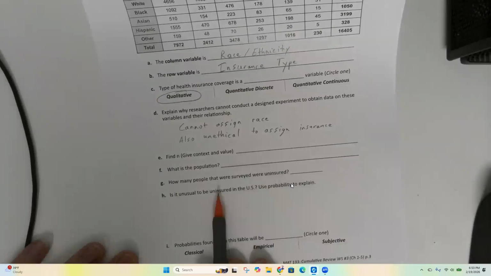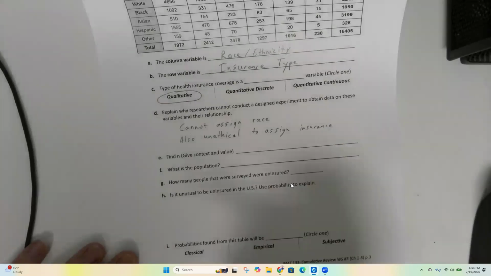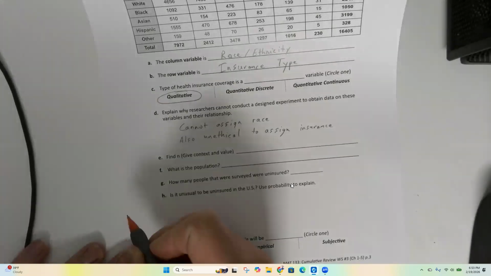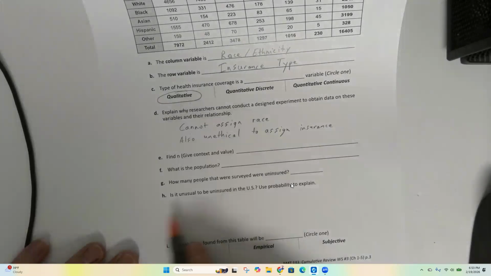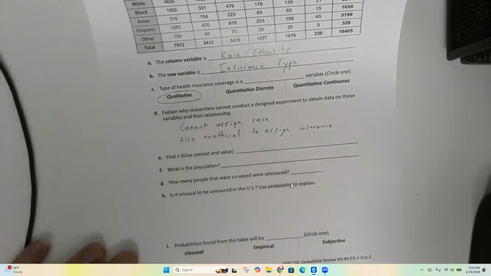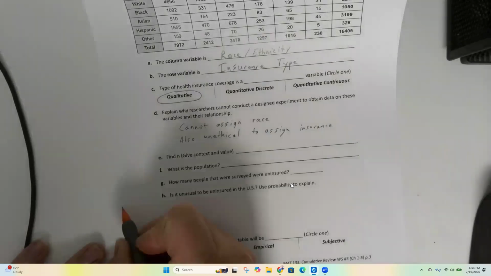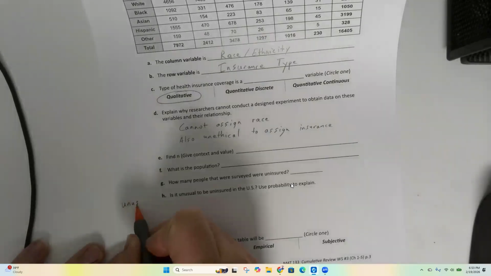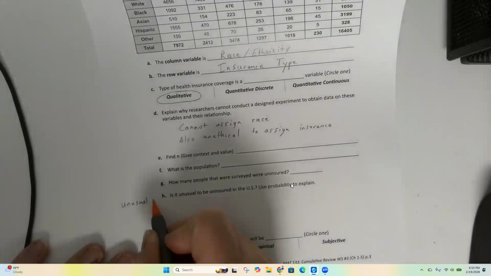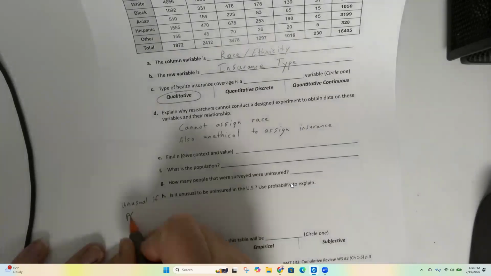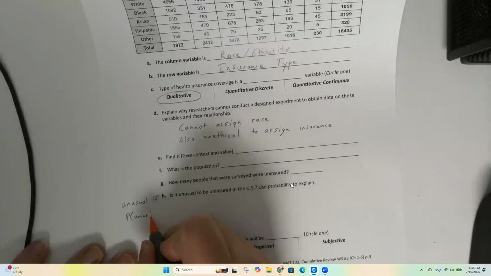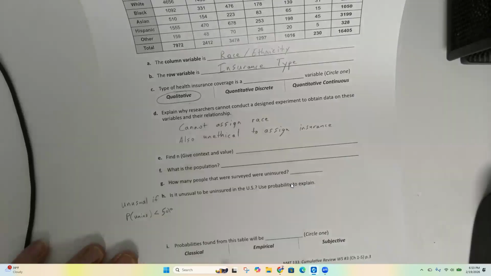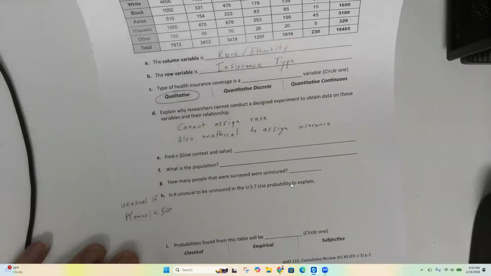Is it unusual to be uninsured in the US? If you have z-scores, we look at whether your z-score is more than 2 or less than -2. For probabilities, we'll say that it's unusual if the probability of uninsured is less than 5%. So you'll have to calculate that probability.